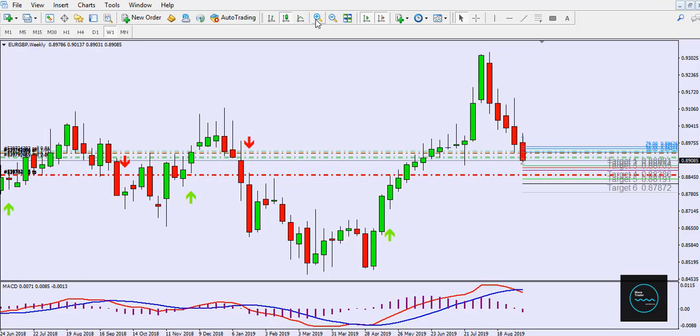So that's my take on EurGbp, and I'm going to keep my eye on it. And if it gives me my target, I will wait for a retracement again, okay. I'll wait for a retracement again, and if it keeps going down, then I'll keep following it as such.